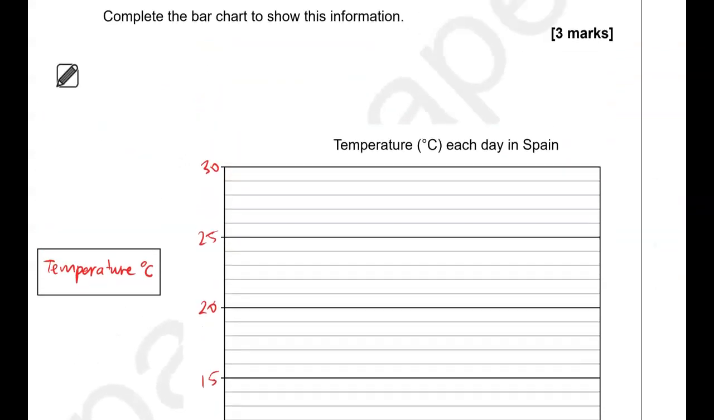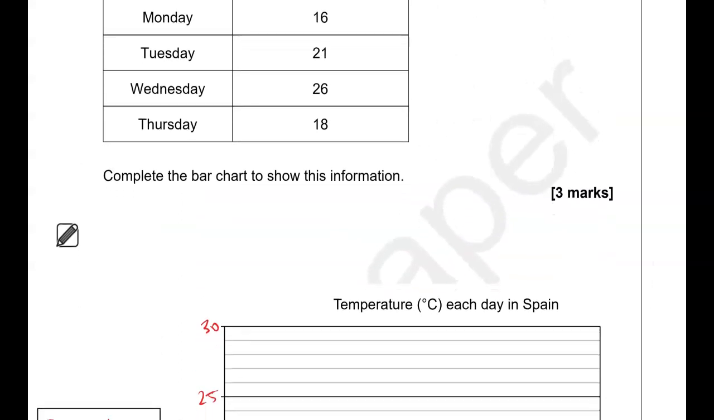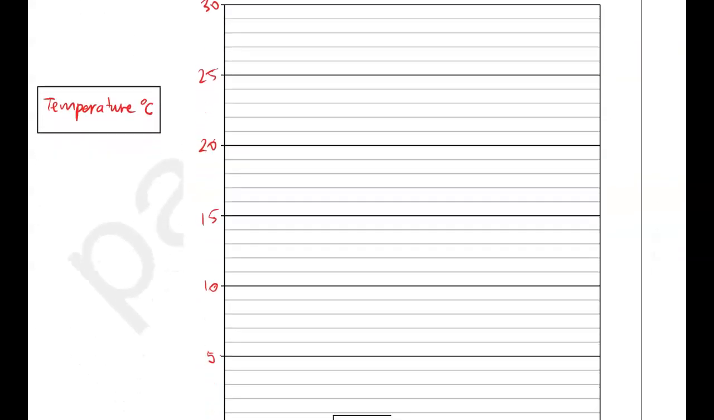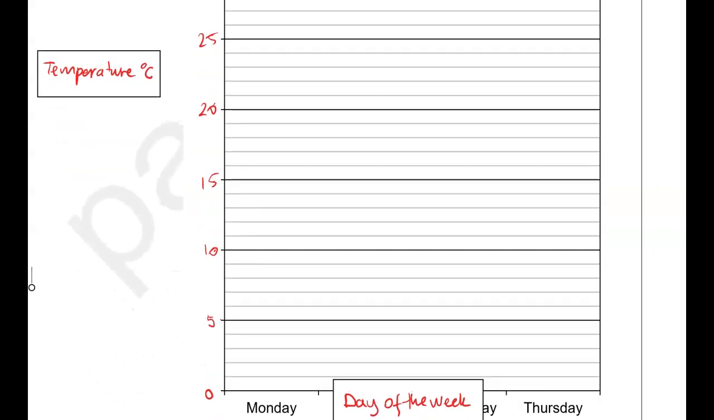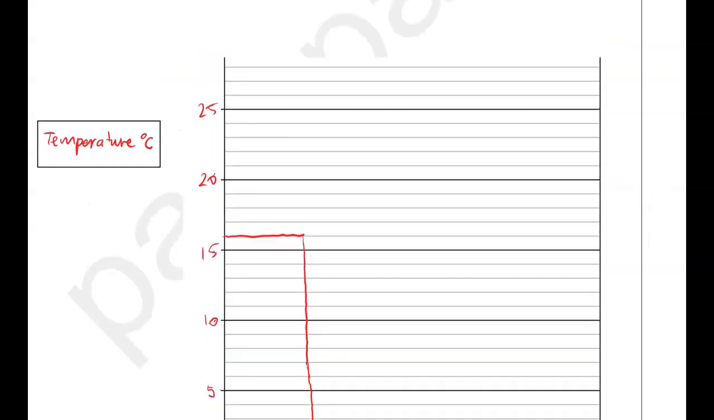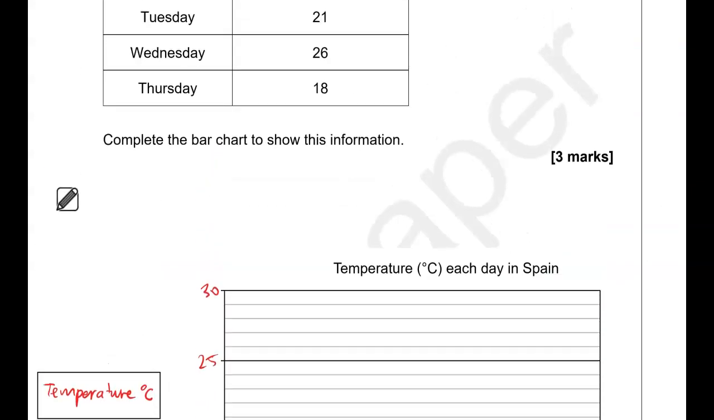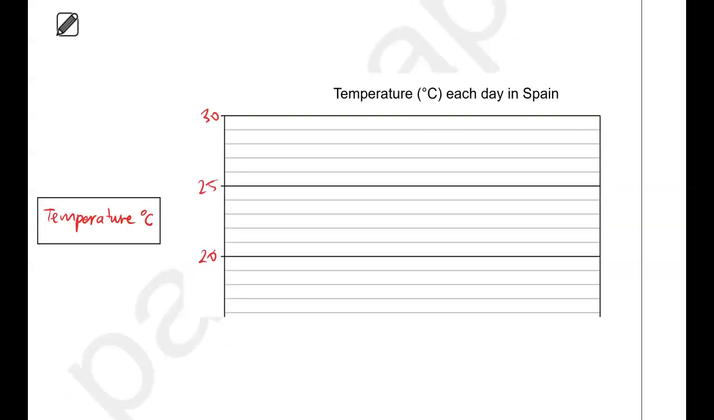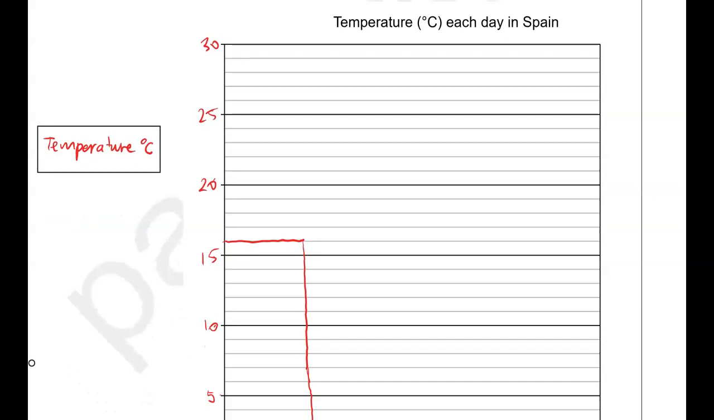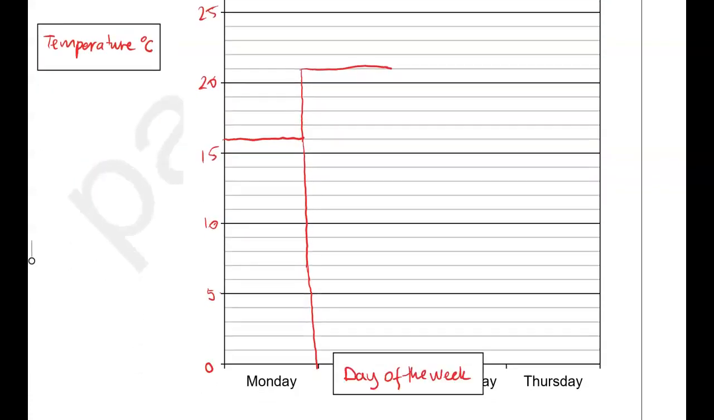Let's plot the data now. So on Monday temperature is 16, so we're going to go up to 16. We need to use a ruler, but because it's so difficult to do that on screen, I'm just going to do it freehand. And then Tuesday we've got 21 degrees, so it goes up to 21. We need to keep the bars the same width.